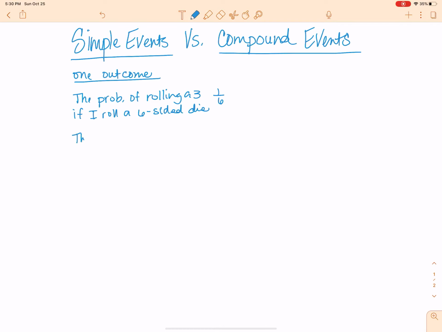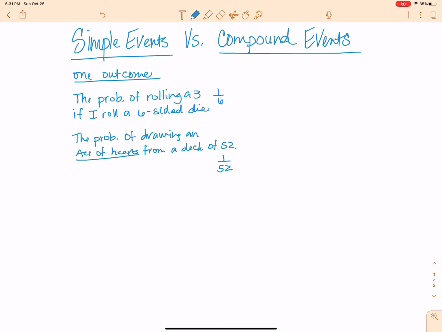Another example, the probability of drawing an ace of hearts from a deck of 52 cards. Well, there's only one ace of hearts, so this is just 1 out of 52. So there's another simple event or single event. So think about another one.